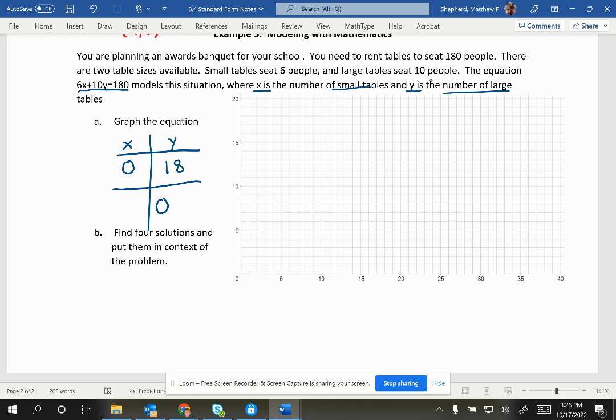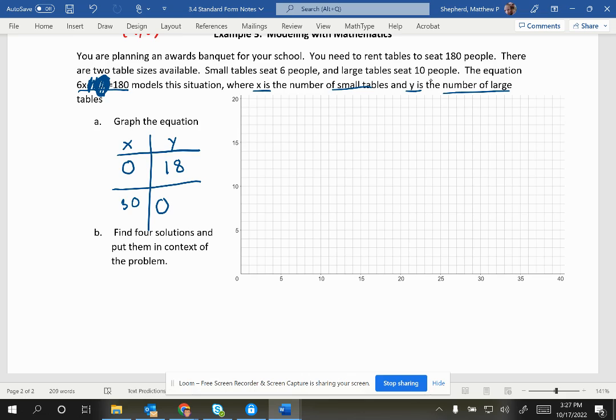Then let's do that again, this time with the y. So if I change my y to a 0, it'll be 10 times 0. Well, 10 times 0 is just 0, so that whole thing is 0. 6x plus a 0 would really just be 6x. So we can see this equation as if it were 6x equals 180. So divide both sides by 6, and we would get x would equal 30. All right, so great. We just found our intercepts. We can put them on our graph.